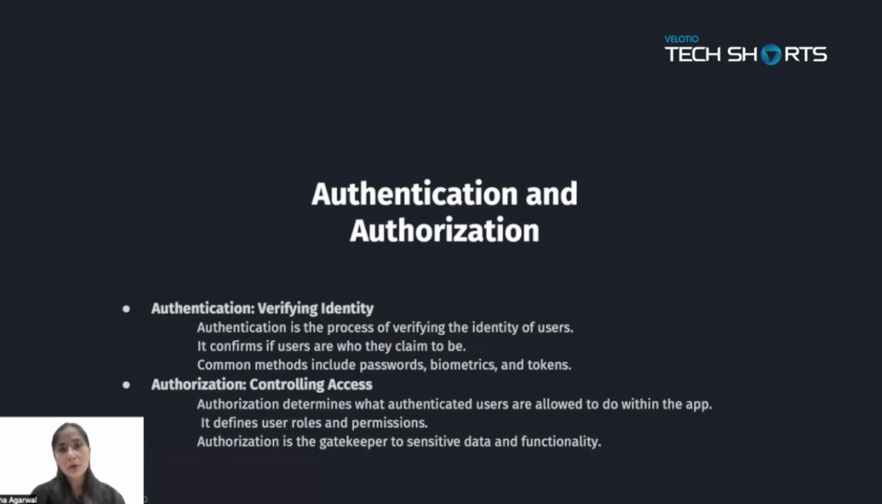Now, next, we're going to talk about authentication and authorization. These are two crucial security processes in app development. They work together to ensure secure access to resources. Authentication is the process of verifying the identity of users. It confirms if users are who they claim to be. The common methods include passwords, biometrics, and tokens. Whereas authorization is controlling the access. This determines what authenticated users are allowed to do within the app. It defines user roles and permissions, and it is the gatekeeper to sensitive data and functionality.